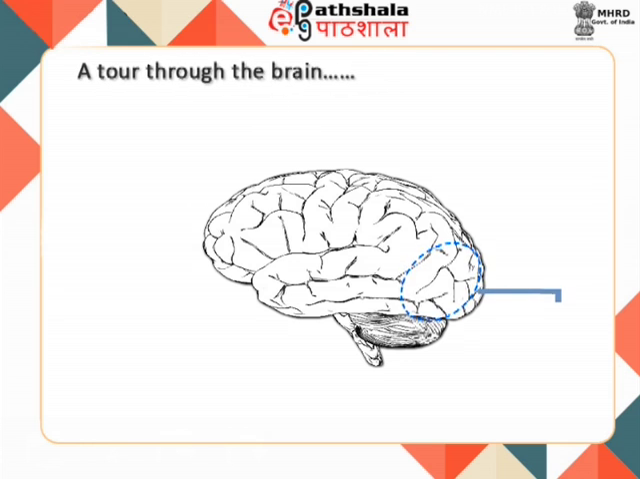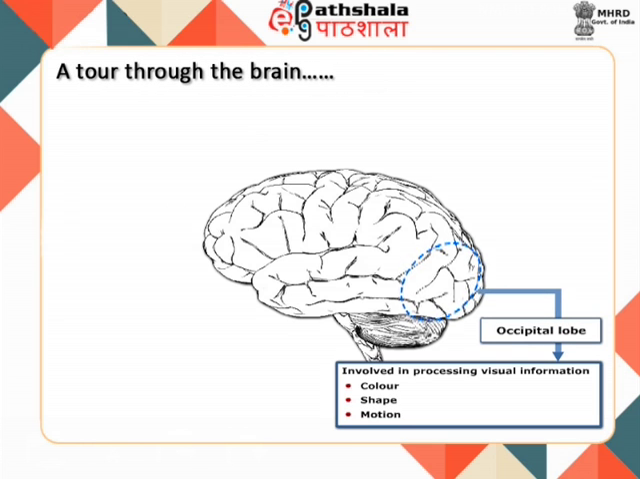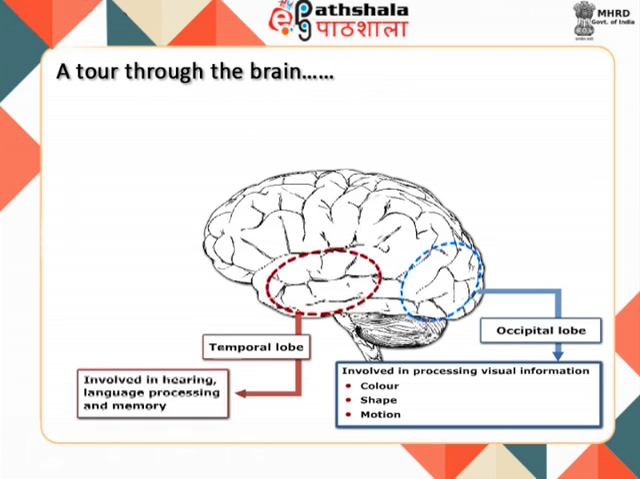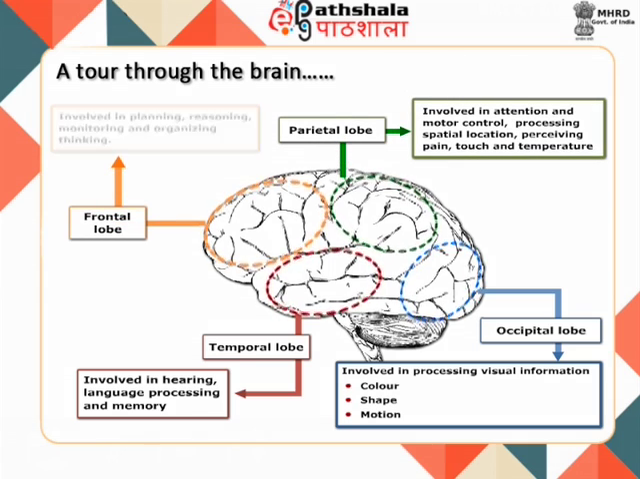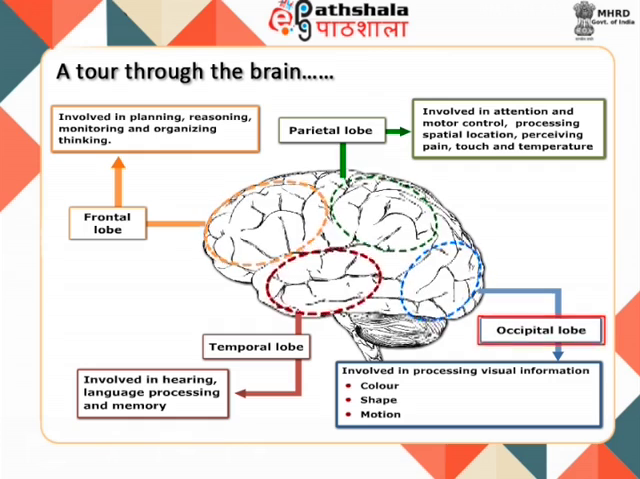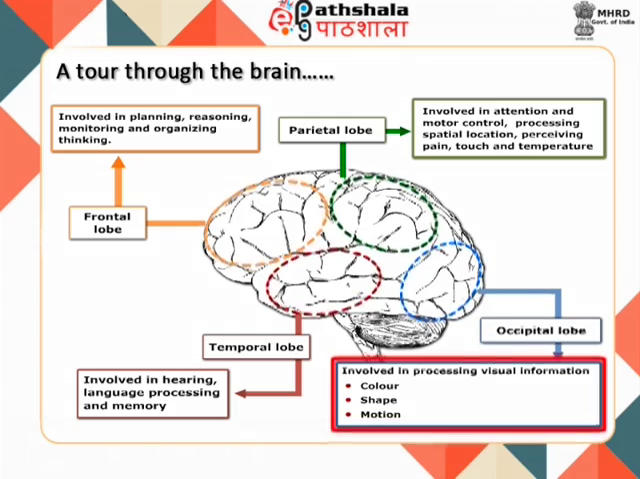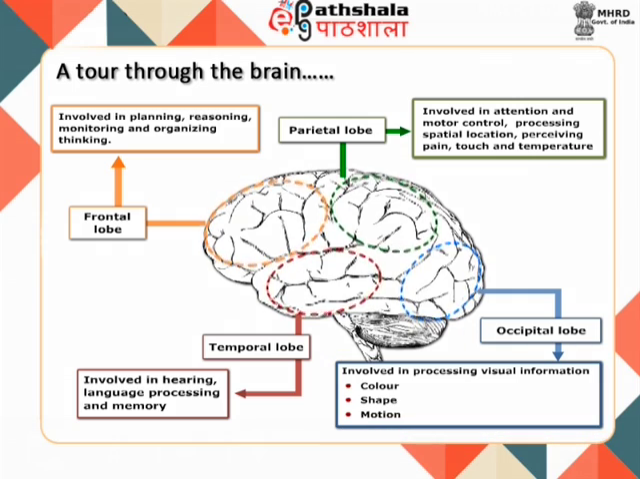As shown in the figure, each of the cerebral lobes is associated with particular sensory and motor functions. Let us know them further. The occipital lobe is located at the back of the head and is involved in processing visual information such as color, shape, and motion. The temporal lobe is located just above the ears and is involved in hearing, language processing, and memory.